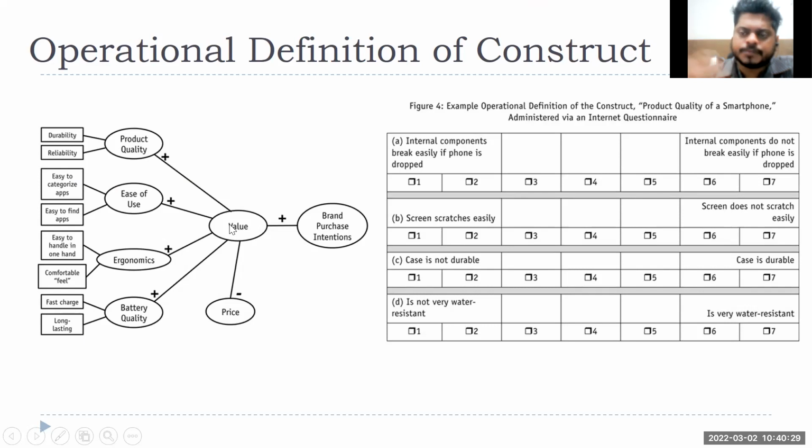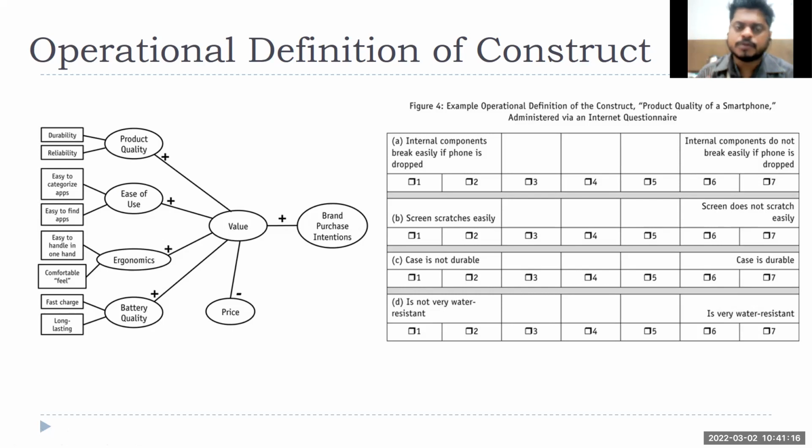So think about the value of a product. If I think, okay, this product has a certain value to me, then the value of a product is a concept. How am I going to measure it? A customer thinks this product is providing certain value to me. So that is a concept I'm trying to measure through certain things. Let's say I did research and found out, from qualitative research, that the value a product provides to a customer comes from product quality, ease of usage, ergonomics, battery quality, and price. These are the five sub-constructs defining the major construct, which is value. Value is something I am measuring.